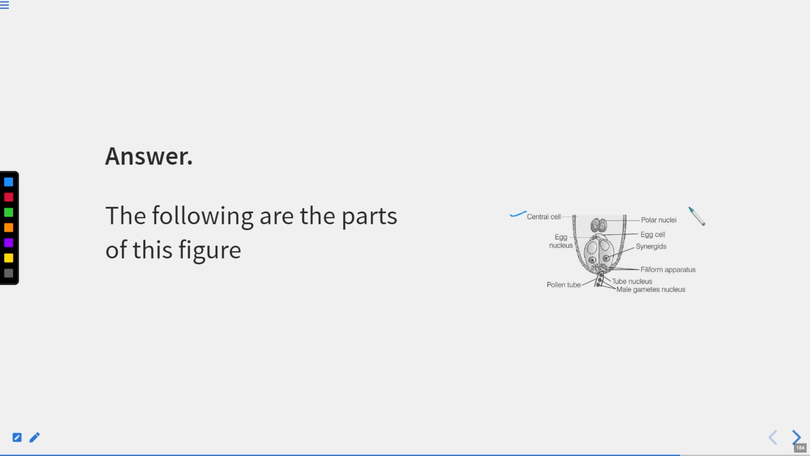Here is the central cell, which is formed by the fusion of the polar nuclei. This is the egg cell. These are the synergids. This is the filiform apparatus within the synergids. Here is the pollen tube, which is entering through the micropylar end. Here are the male gametes present in the pollen tube. Alright, so this is the entire egg apparatus. The egg apparatus consists of the egg cell, synergids, and the filiform apparatus. So this is clear.